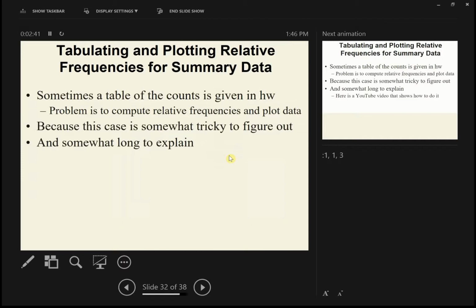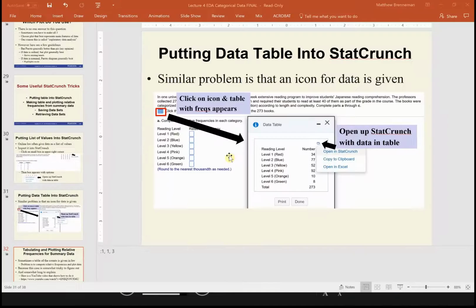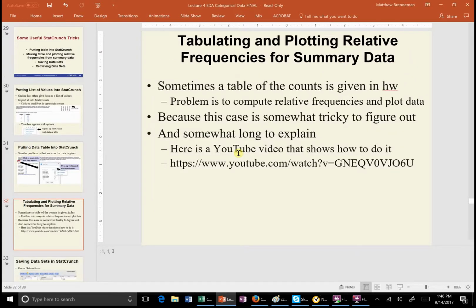This is actually the hardest one to get to. So many people are in each class, and you want to make a plot from a frequency table. This, it turns out, is not so easy to do. So I actually have a link here.